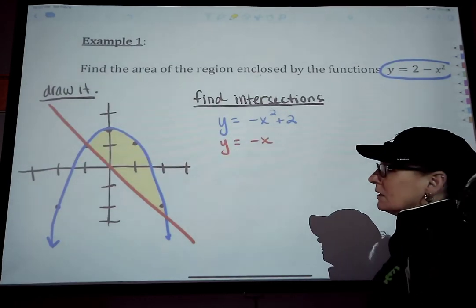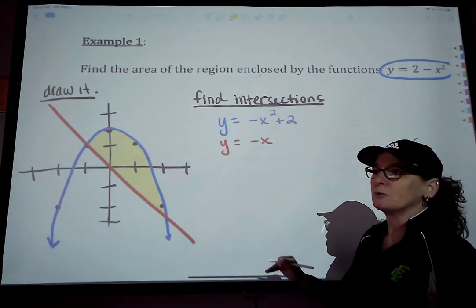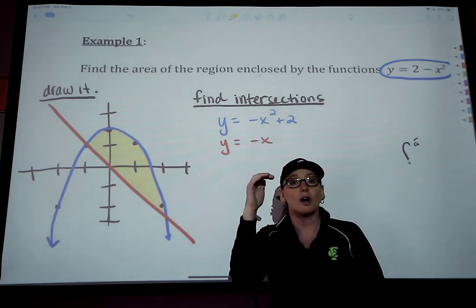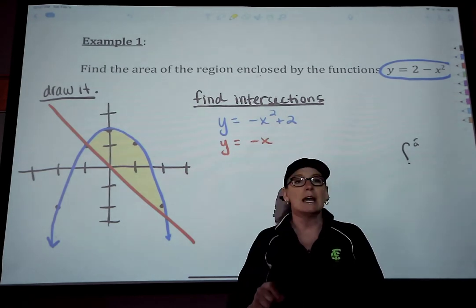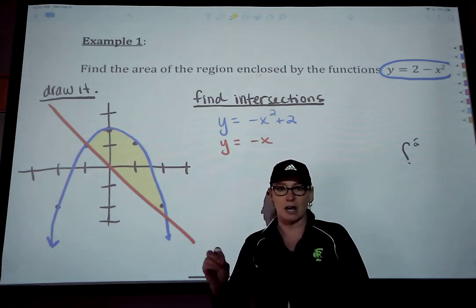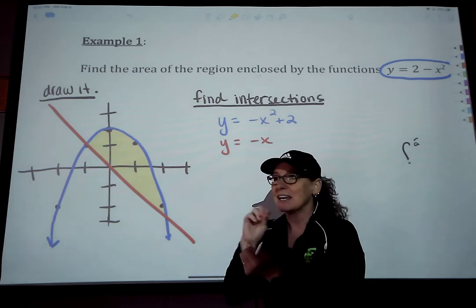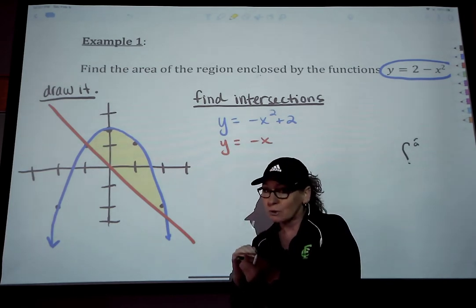Okay. Now, let's decide, do we want vertical rectangles or do we want horizontal rectangles? Remember, when I draw my rectangles, I need to make sure that they go from one function to the other function every single time. So it has to go from blue to red, blue to red. It can never go blue to blue.